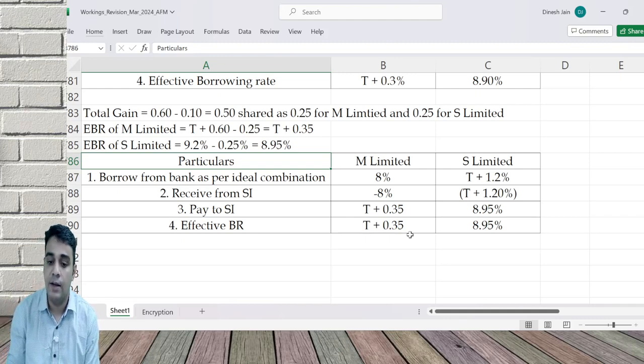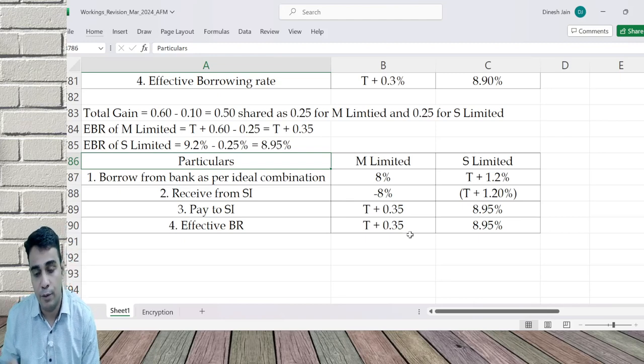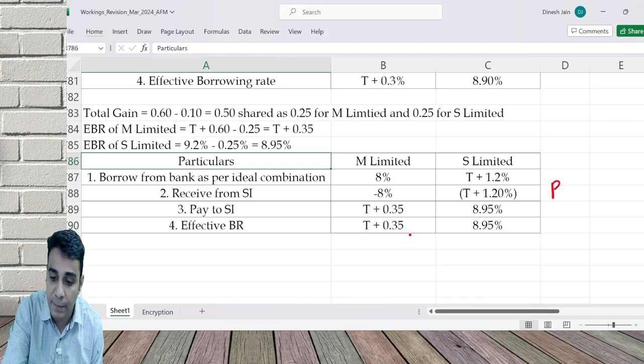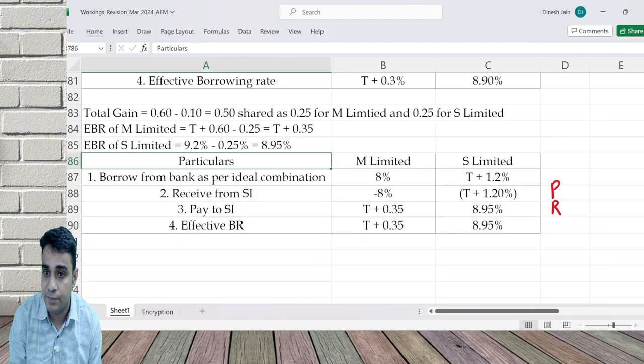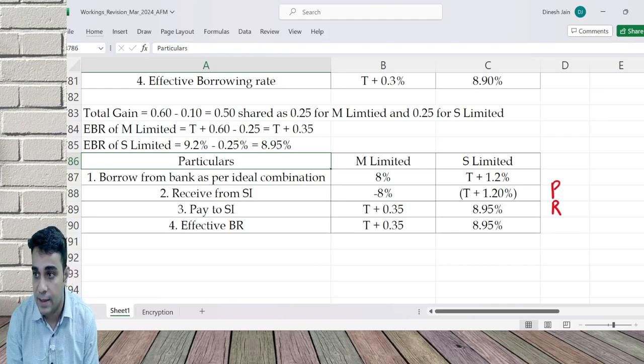Now listen. This is from an intermediary's point of view. For the intermediary, this is payment. This is receipt. This is payment. Tell me the total of the payment and the total of the receipt of the intermediary. What is the payment he is making and what is he receiving?